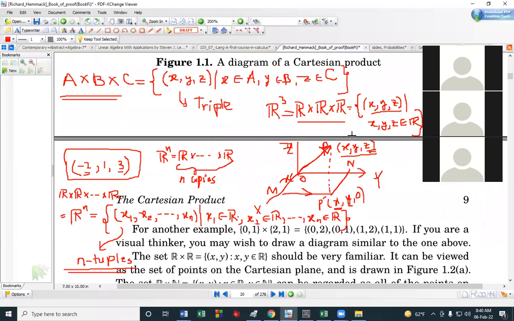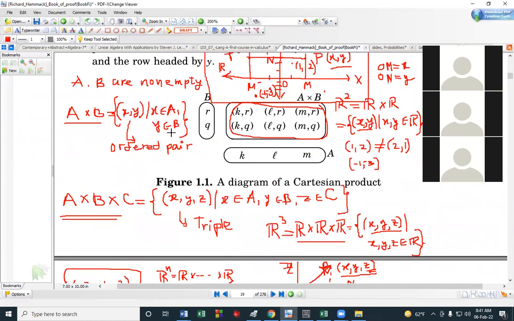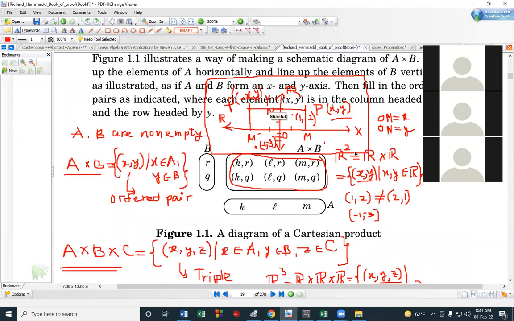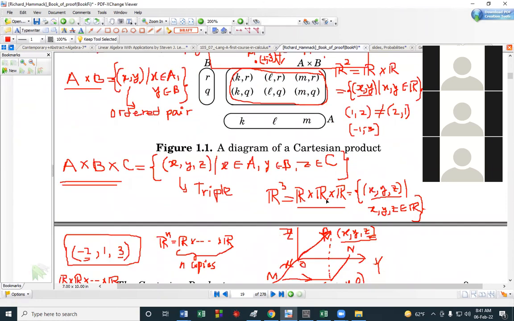Just to draw an analogy, take 3 copies. It is the set of ordered triples where the first element is coming from this set, the second element from this set, and the third element from this set. Since all of them are the same set, we say x, y, z all come from the real number set. And similarly, instead of two copies of R, which is R cross R, the set of ordered pairs, in the case of 3 copies of R, we said this is the set of ordered triples.